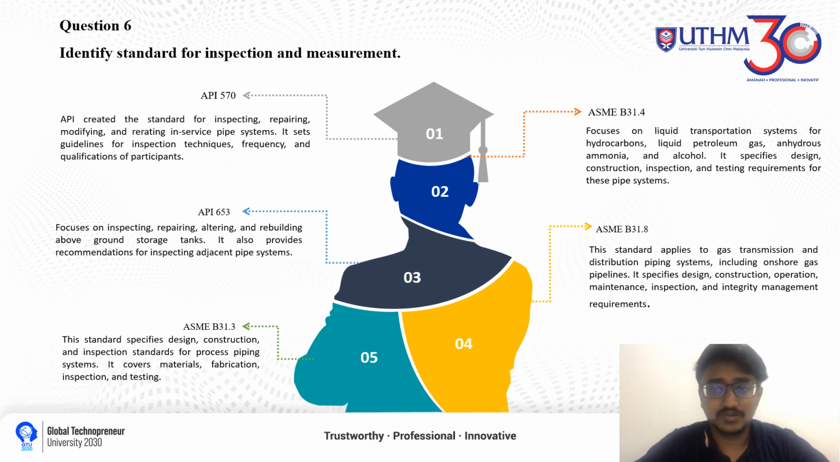ASME B31.4 focuses on liquid transportation systems for hydrocarbons, liquid petroleum gases, anhydrous ammonia, and also alcohol. It specifies design, construction, inspection, and testing requirements for these piping systems. Finally, the ASME B31.8 standard applies to gas transmission and distribution piping systems, including onshore gas pipelines. It specifies design, construction, operation, maintenance, inspection, and integrity management requirements.